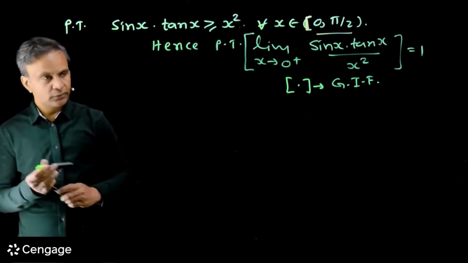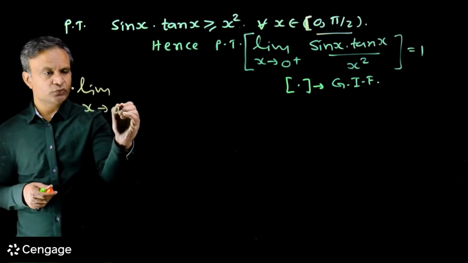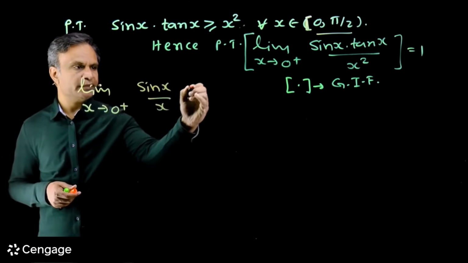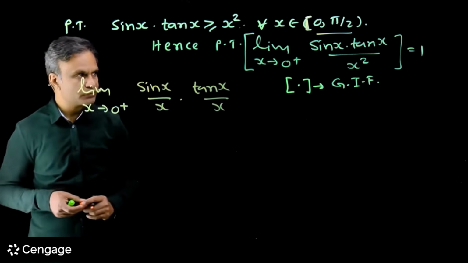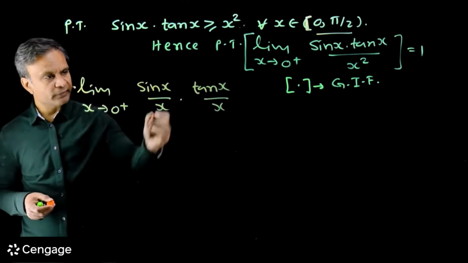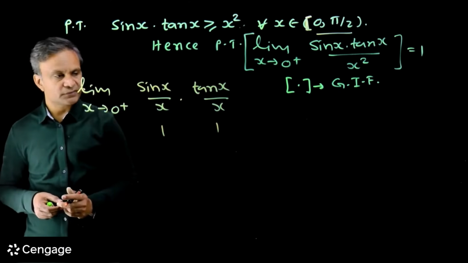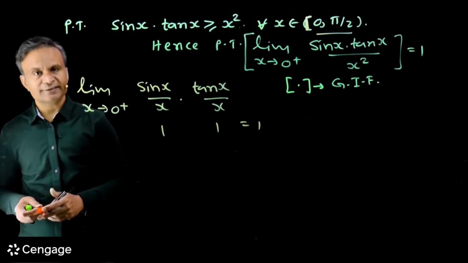Now, this is limit x tends to 0 plus of sin x over x into tan x over x. We can do it this way. Now the limiting value of this is 1. Also the limiting value of this is 1. Then they say this is equal to 1 and the greatest integer of 1 is 1.